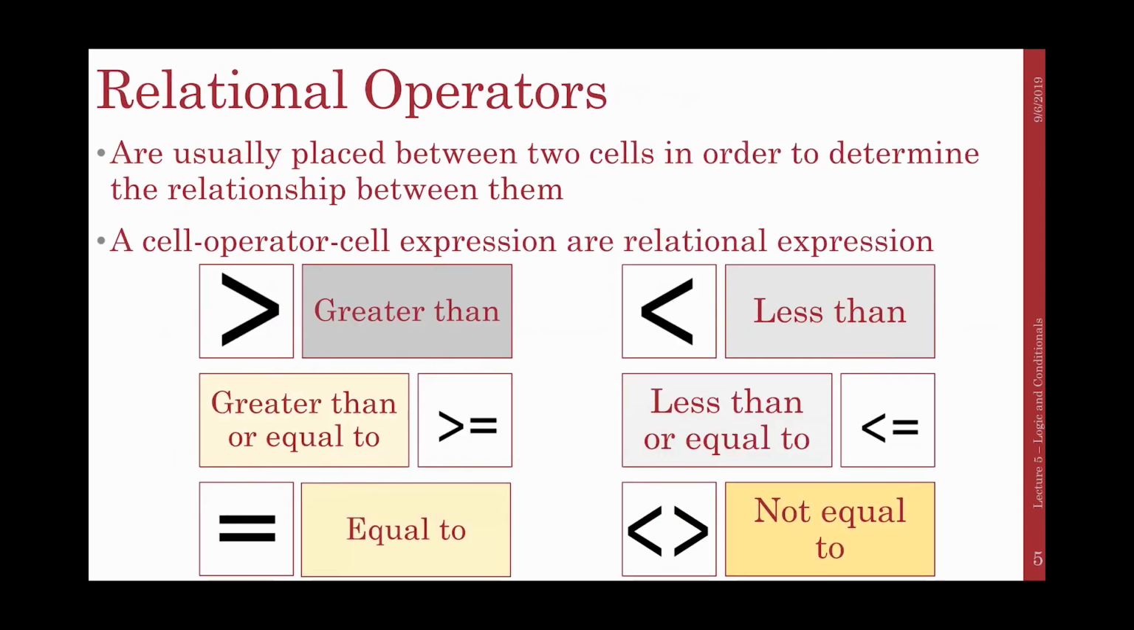To do that, we use relational operators. They're usually placed between two cells in order to determine the relationship between them. The cell operator cell expressions are relational expressions, so we have greater than, less than, greater than or equal to, less than or equal to, or not equal to. So this is how you say not equal to in Excel. When we get to MATLAB, saying not equal to is different.